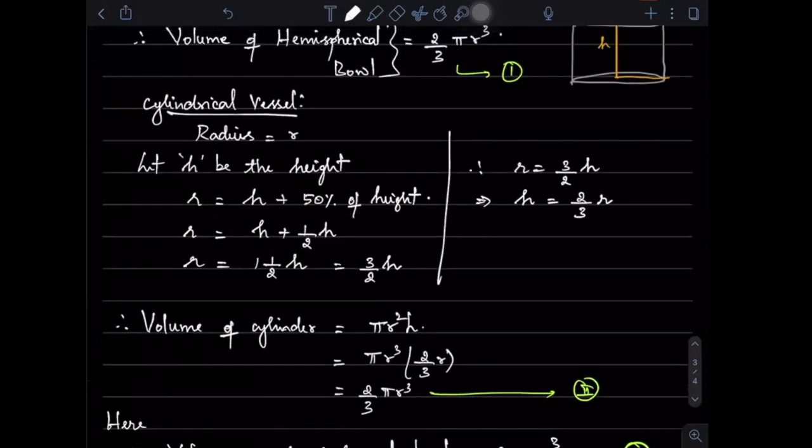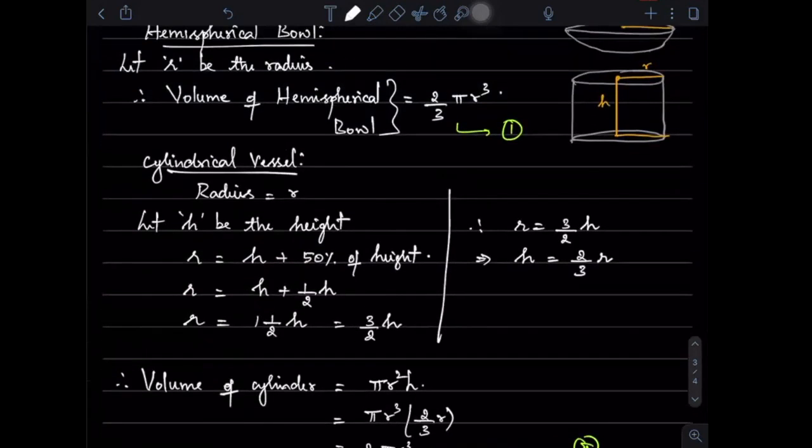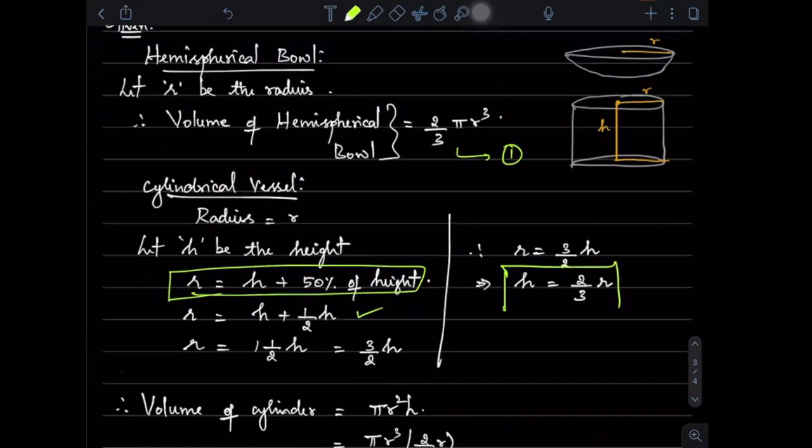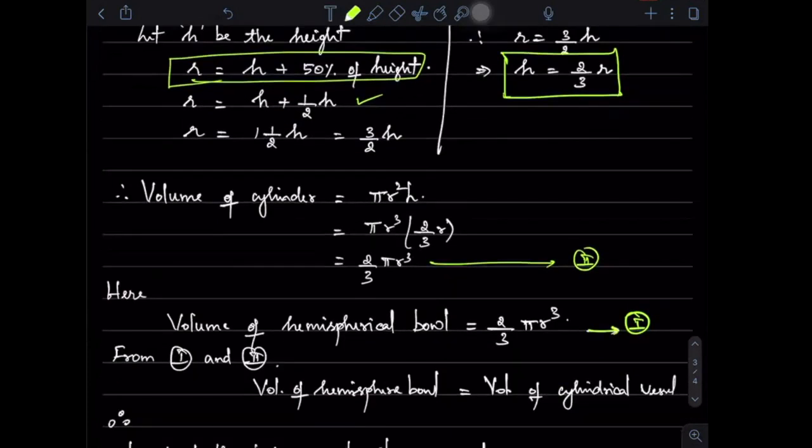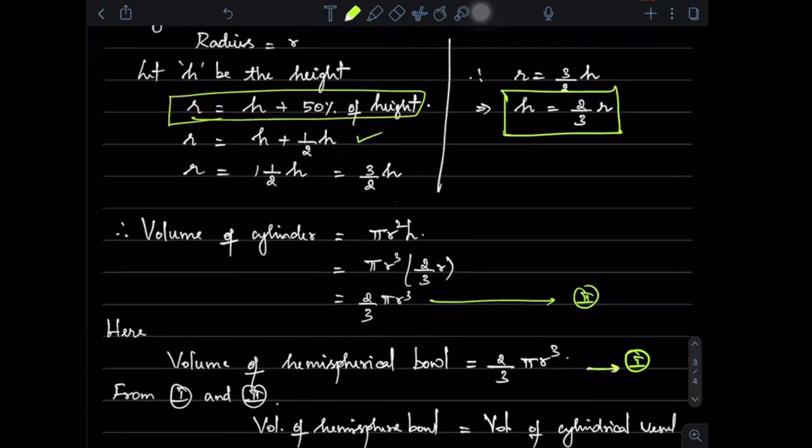It is a simple calculation, only the percentage conversion is involved. Please make a note of this and see how it is done. Don't make a mistake here. Some people will take 1 by 2h, so don't make that mistake. Another mistake is substituting both values: r as 3 by 2h and h as 2 by 3 r, which will definitely not help you. You have to use only one substitution. Use a substitution of h alone in this. Is it okay, children? Very good.